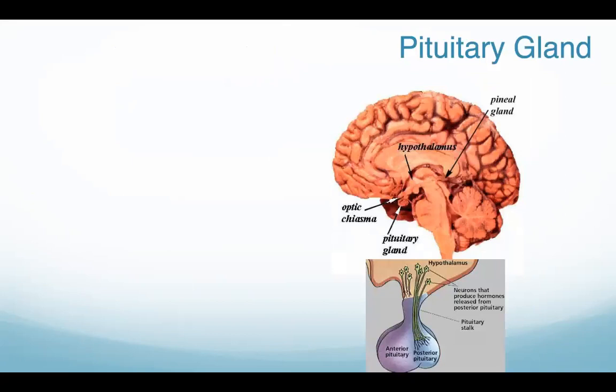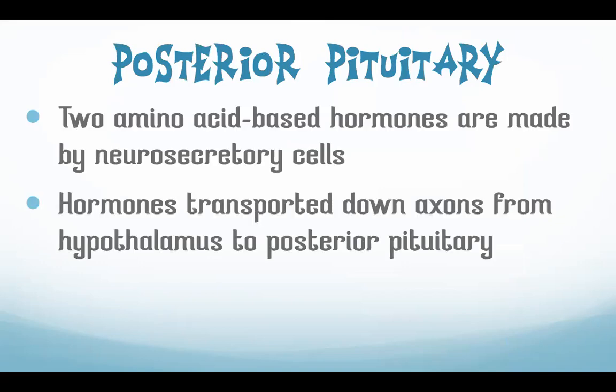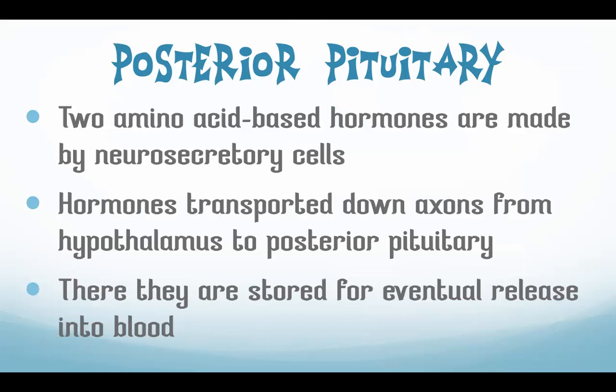Okay, so let me go back to that. Okay, so there are 2 hormones that are made by the hypothalamus that come down through the neurons, and they're stored in the posterior pituitary. Make sure we understand how that works. Okay, they're amino acid-based hormones, which means they're going to need a second messenger system. So the neurosecretory cells in the hypothalamus make these hormones. They travel down the axon of the neuron to the posterior pituitary. There, they are stored for eventual release into the blood.